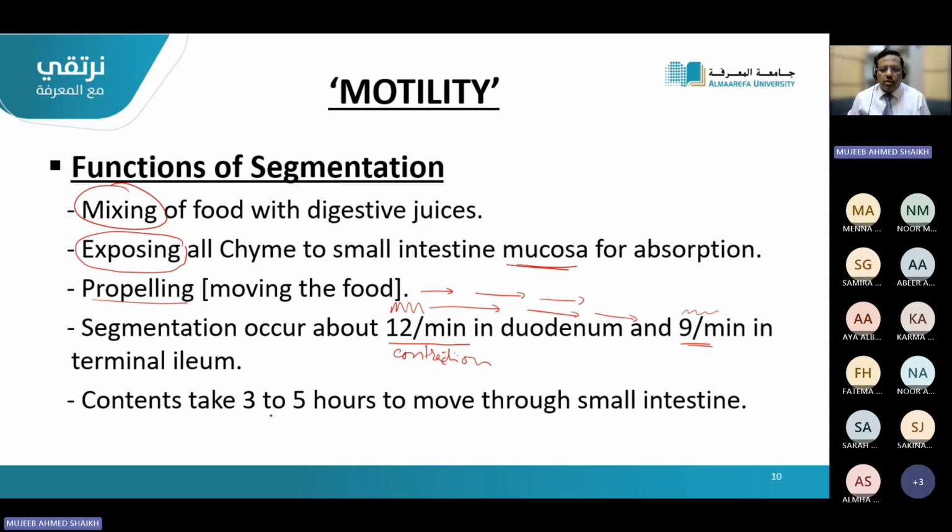For the food to pass throughout the small intestine, it takes about 3 to 5 hours. In 3 to 5 hours, the whole journey will be completed. The food will enter into the duodenum and then pass until it reaches the large intestine. So it takes 3 to 5 hours for emptying.